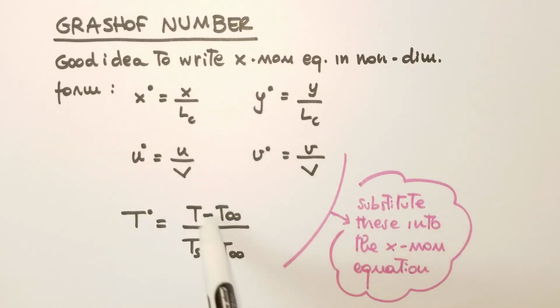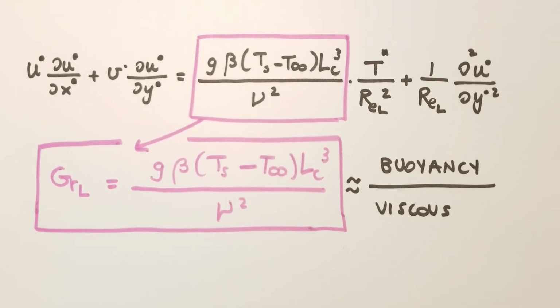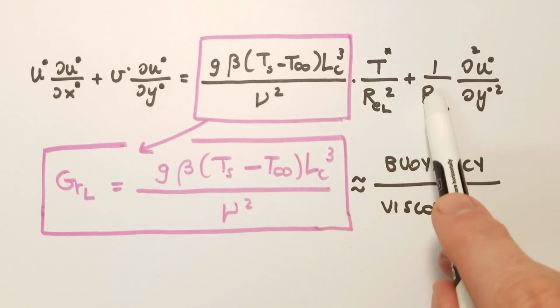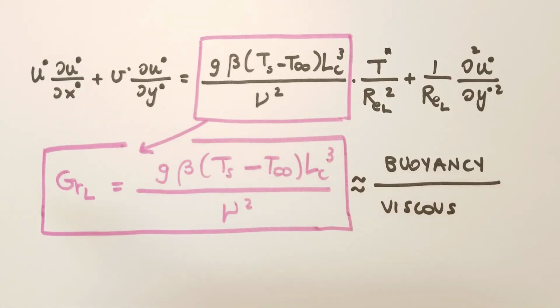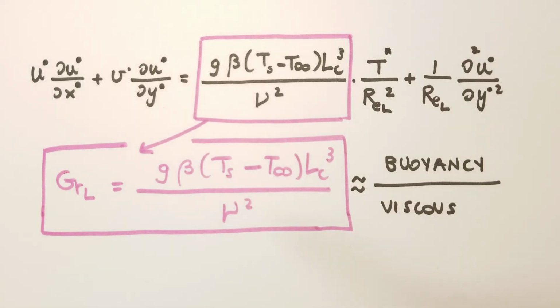So what we do now, we take these definitions of non-dimensional quantities, and we substitute them into the momentum equation. A little bit of algebra, that's a good exercise, and we find the equation in non-dimensional form. For example, the convection terms only involve u dot, x dot, v dot, and y dot, so it's non-dimensional. On the right-hand side, we also have non-dimensional terms, and we have this new non-dimensional number, the Grashof number, and the Grashof number represents the ratio between buoyancy and viscous effects.